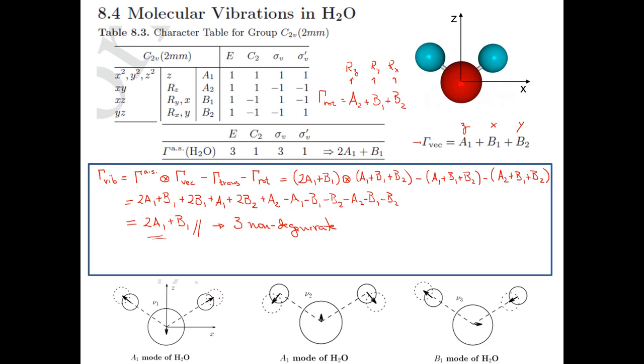And the magnitude of those displacements is going to depend on the masses of the oxygen and hydrogen atoms. We're not going to be worried too much about that. This is the other A1 mode, the bond bending.